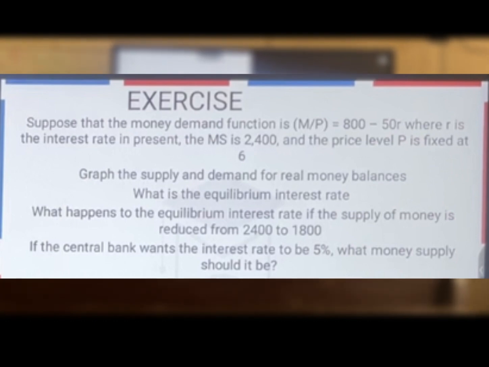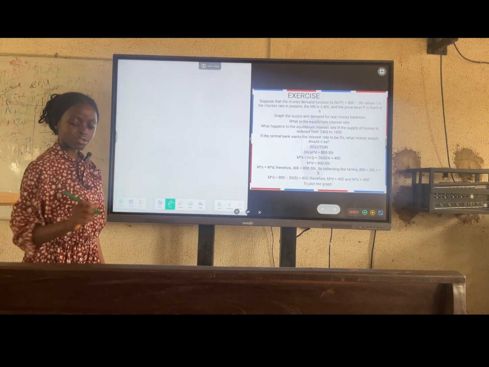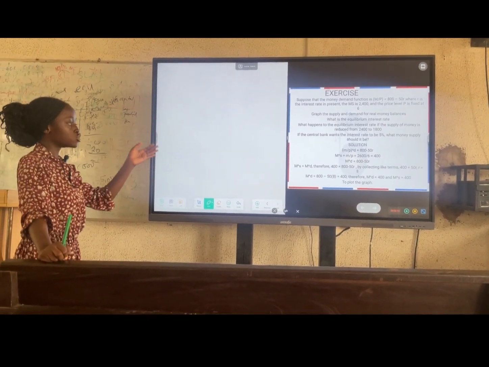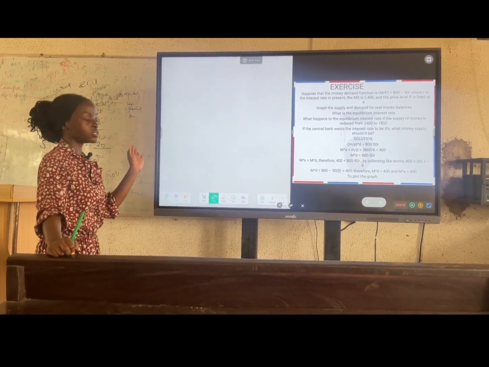We are going to be graphing the supply and demand for real money balances. We're going to be looking for the equilibrium interest rate. Basically, these are what we'll be doing under this question. So the first question says we should graph the supply and demand for real money balances. To get that, we have to get our rate when money supply equals money demand, and we're going to be getting a value for our money supply and money demand.